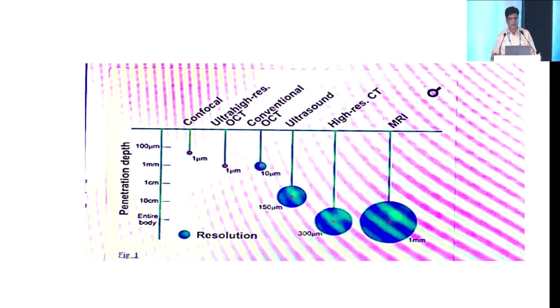This is just giving a background of how the investigation has evolved from MRI at 1 millimeter to now confocal at 1 micrometer. In between, we have conventional OCT at 10 micrometer resolution. So all these new things are coming up gradually, and possibly in due course of time, we will have almost a histopathological picture with the new machines.